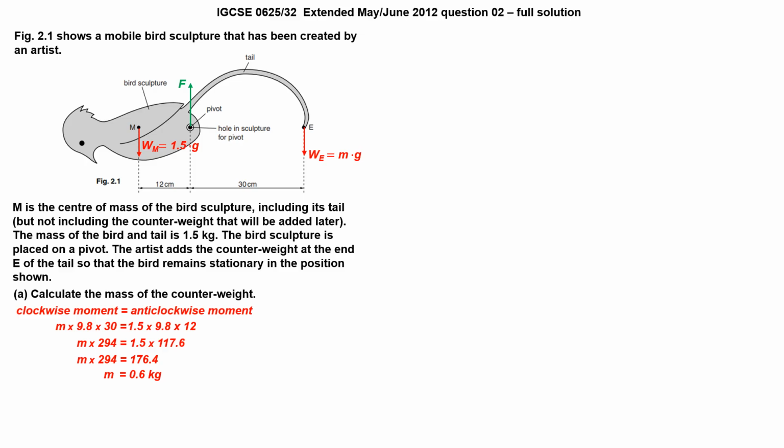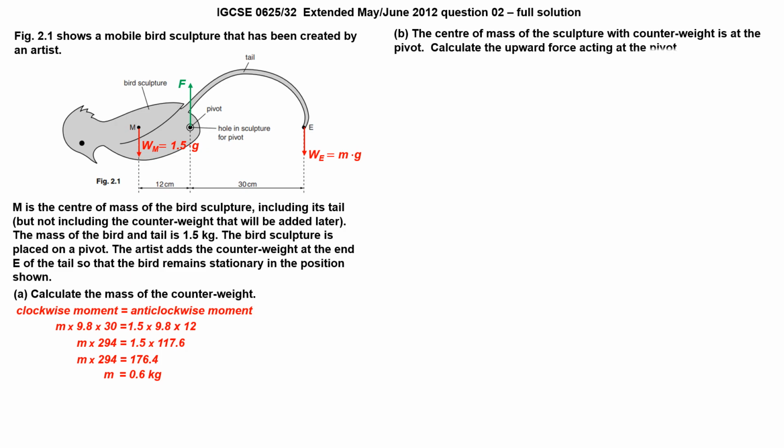Item B. The center of mass of the sculpture with counterweight is at the pivot. Calculate the upward force acting at the pivot. To calculate the upward force at the pivot point in a system at translational equilibrium, sum all downward forces and confirm that the total of all forces acting on the object equals zero.